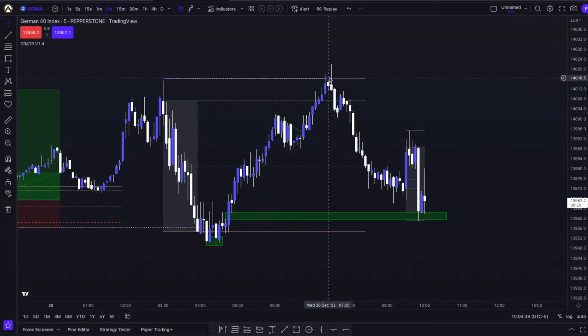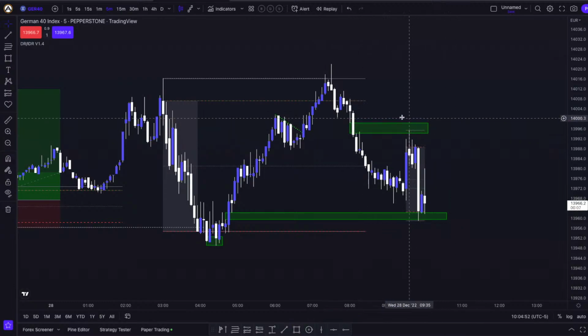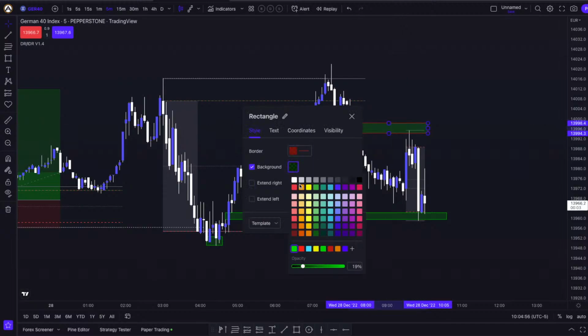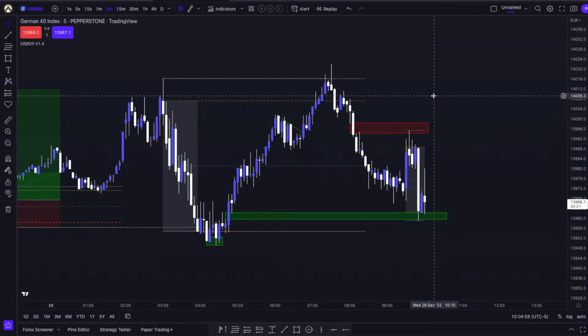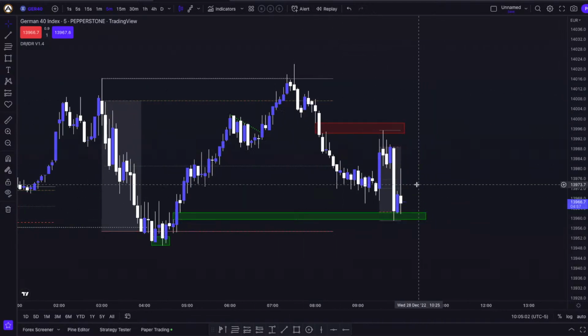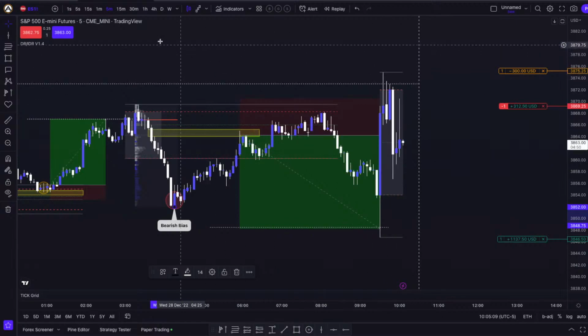We did not get a close above our DR IDR high, so we would theoretically still have a bearish bias confirmation. We have a bearish fair value gap waiting for us right here. All right, let's color this in red. Done. Now we are waiting for the S&P 500 to basically lead, to guide us where it's going to go.